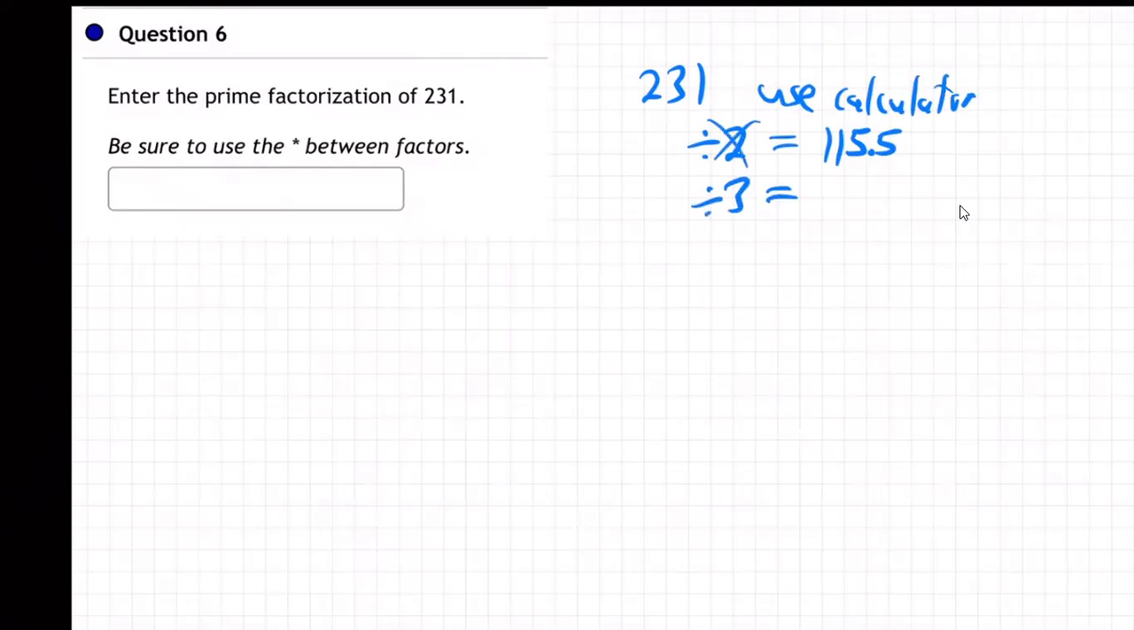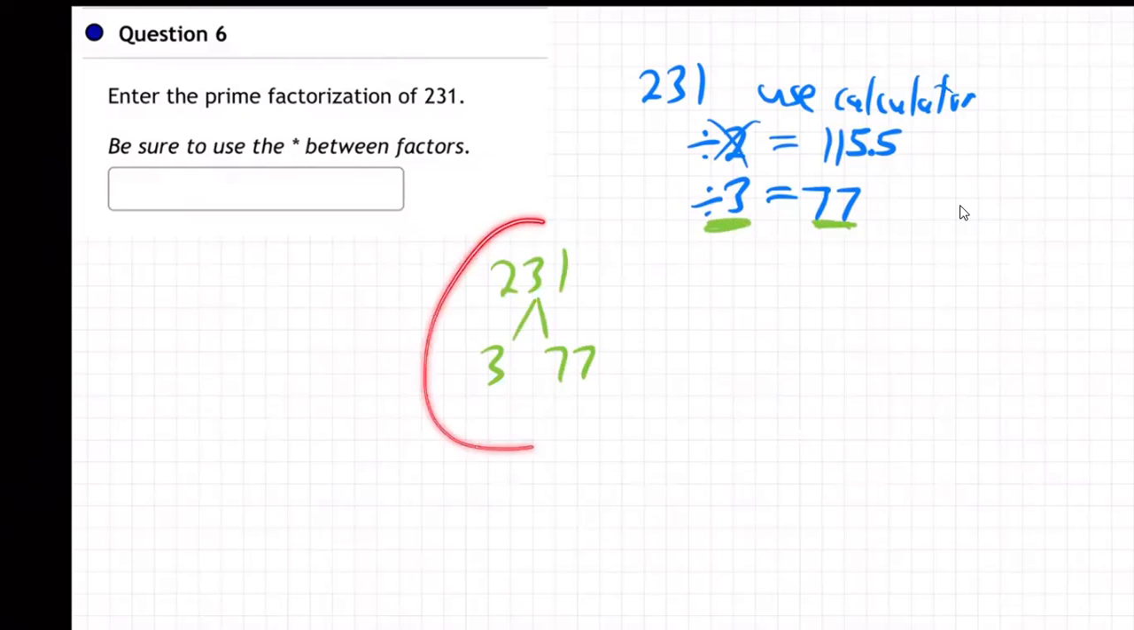Now try dividing by 3. And I'm getting 77. Okay, so that means now you can come over here and write what's called a tree. 231 is 3 times 77. Does that make sense? I divided by 3 and I got the answer 77. So that tells us one of the ways to break down the 231 is 3 times 77, but we're not done there. Why not?